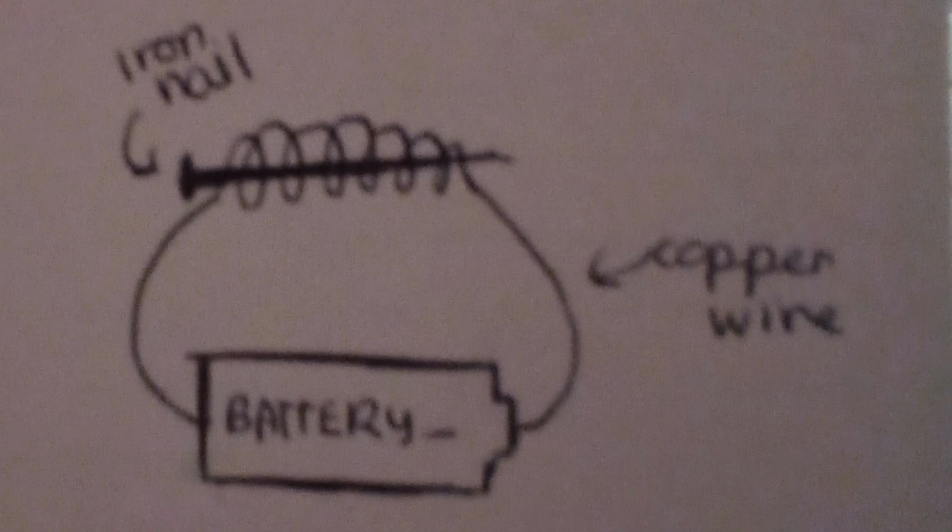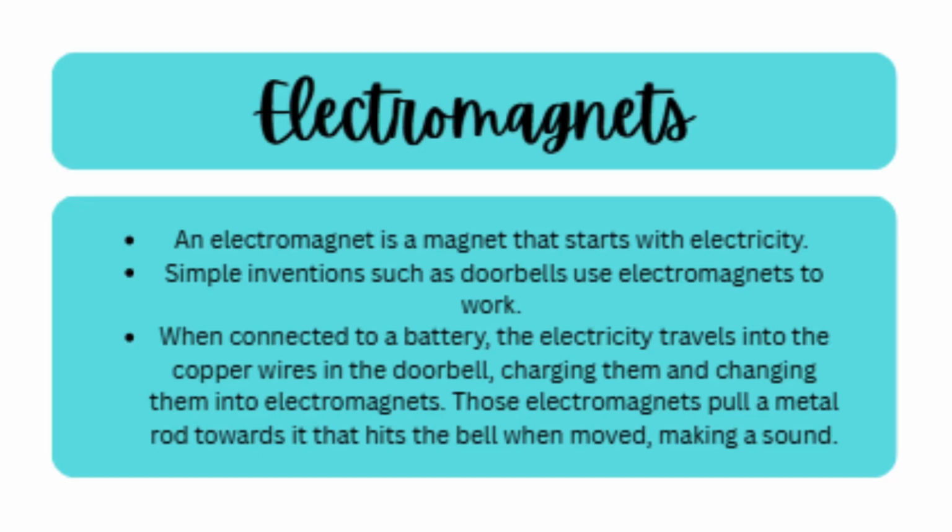Simple inventions such as doorbells use electromagnets to work. When connected to a battery, the electricity travels into the copper wires in the doorbell, charging them and changing them into electromagnets. Those electromagnets pull a metal rod toward it that hits the bell when moved. So when the iron arm collides with the bell, there's a deformation that causes vibration and in turn sound, as we discussed in the sound waves video.